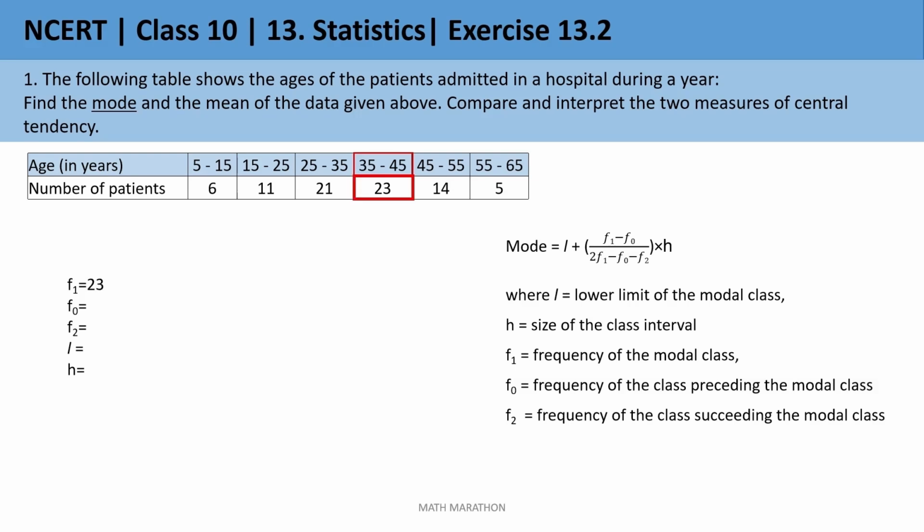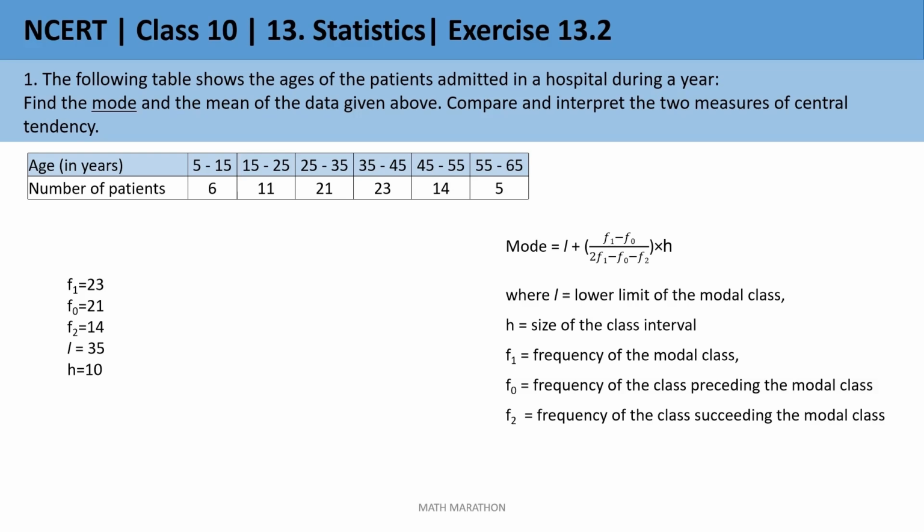F1 is frequency of the modal class. F1 is 23. F0 is frequency of the class preceding the modal class. F0 is 21. F2 is frequency of the class succeeding the modal class. F2 is 14. L is lower limit of the modal class. L is 35. H is class interval. In class, 15 minus 5 is 10. Class interval, H is 10.